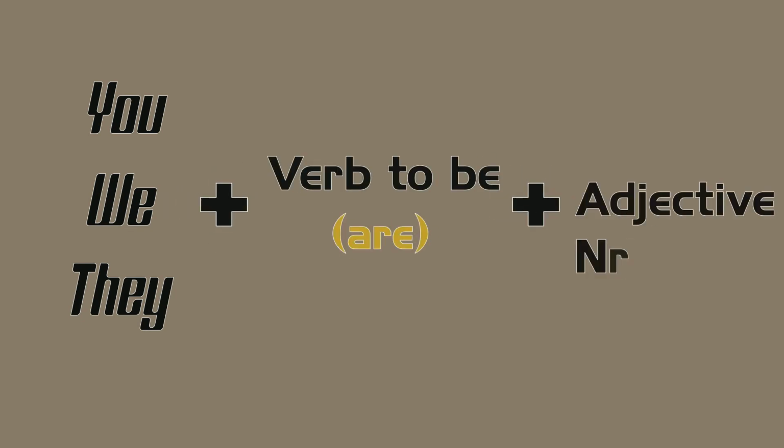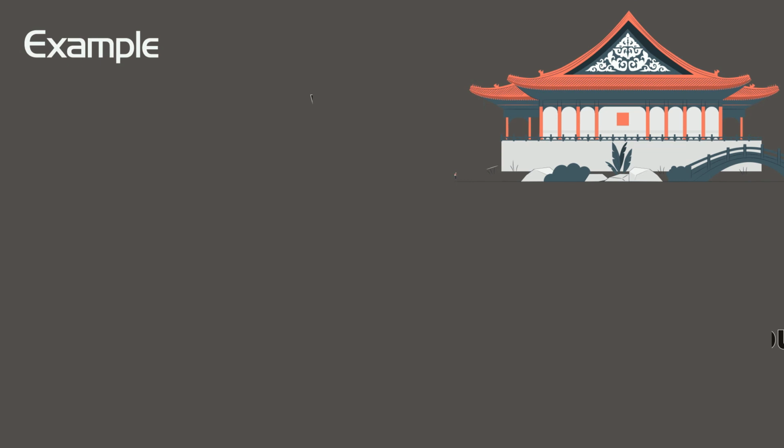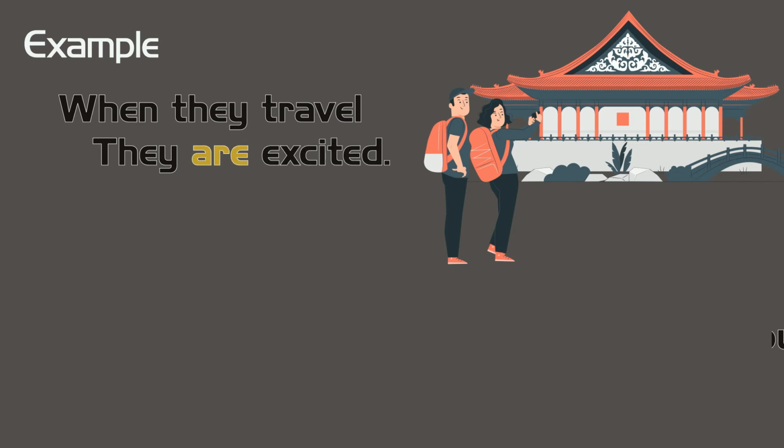With verb to be, you, we, they, plus verb to be are plus adjective or noun. For example, as we can see here, two couples travel. So I say when they travel, they are excited.